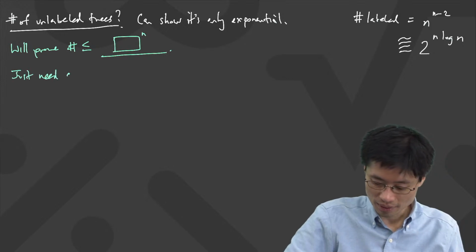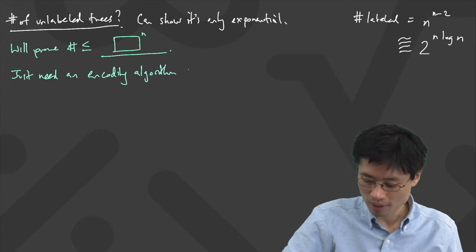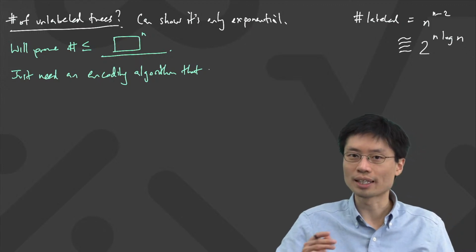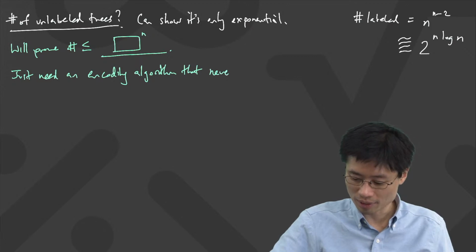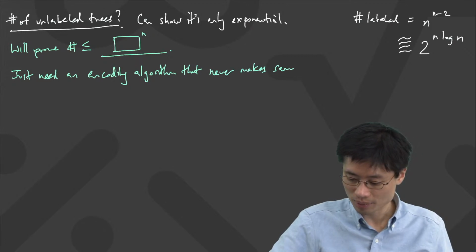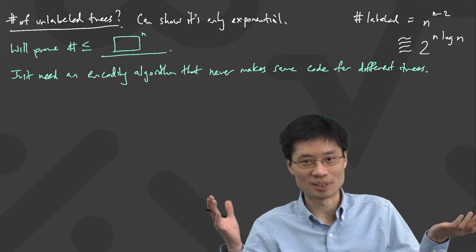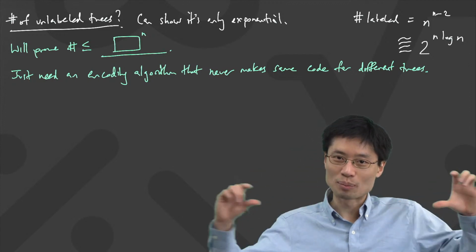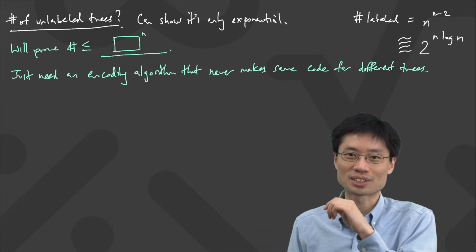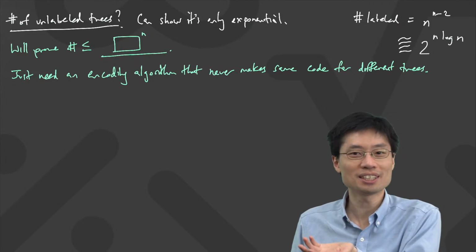I just need an encoding algorithm that never makes the same code for different trees. And that just is injective, right? That's the same thing we had before. That just means it's injective. And somehow the encoding algorithm needs to be such that the number of things in it is at most some exponential in n. But now at this point, you're like, wait a second, how are you going to encode this? The vertices have no names, right?